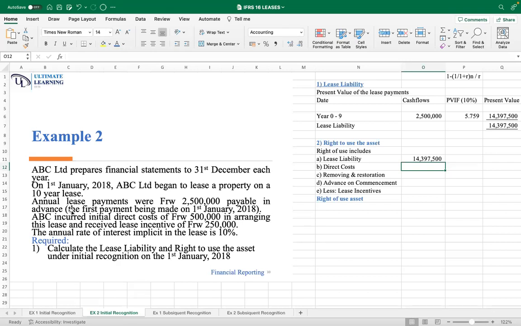And then we look for direct costs. Let's continue reading. Annual lease payments were that ABC Limited incurred initial direct costs of 500,000. So direct costs are 500,000. ABC incurred initial direct costs of 500,000 in arranging these leases and received lease incentive of 250,000. So incentive was 250,000. Okay, next. So there was no removing costs.